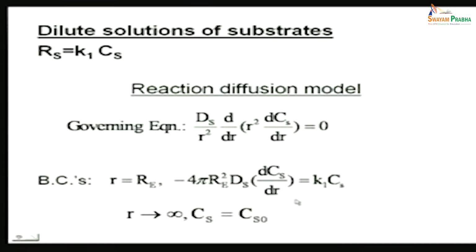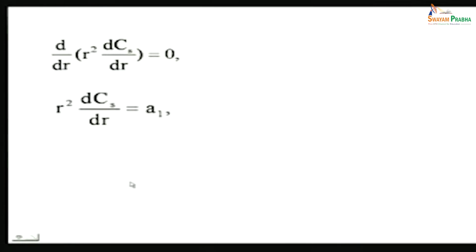Now we go on, and what I want you to do again is to put your pen to your paper and try and quickly solve this. Integrate it first, and then put your boundary conditions in there and see what you get. So this is the equation that you need to solve. Just integrate it very quickly first time. If you integrate it the first time, you get r squared dCs/dr equals constant, right?